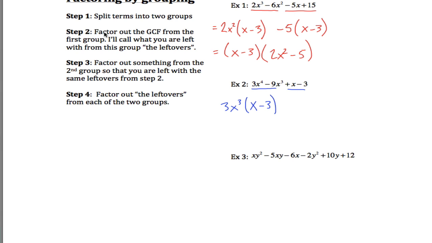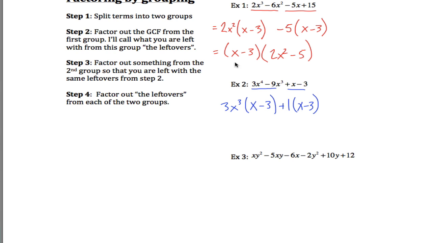I know, but up here in step 3 it says factor out something from the second group. So you have to pull out something. What can you pull out that won't change anything? You can pull out a positive 1. It helps to pull out that positive 1 because it'll serve as kind of a placeholder in the next step.